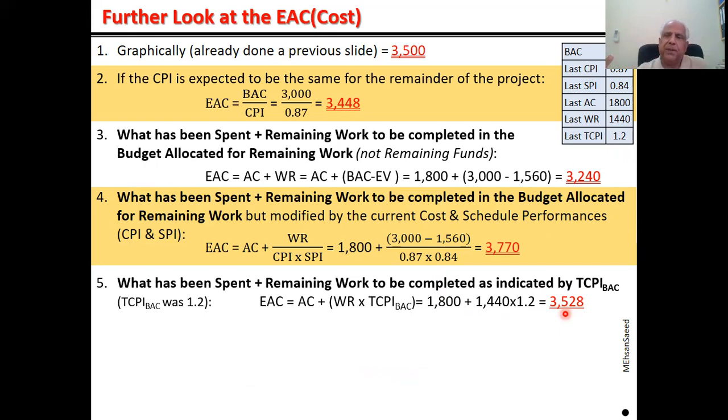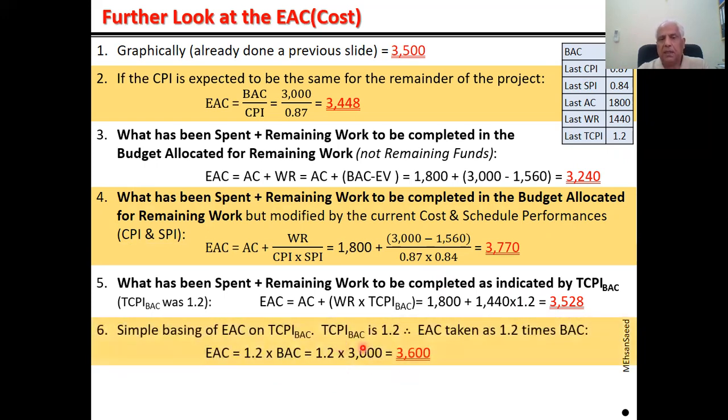Or there could be a simpleton project manager. He says, I don't like many calculations. The point is, you gave me a budget of 3,000. The TCPI is telling me 1.2. So simply apply 1.2 on the back and give me the money. So when you apply 1.2 on the back, you get 3,600.